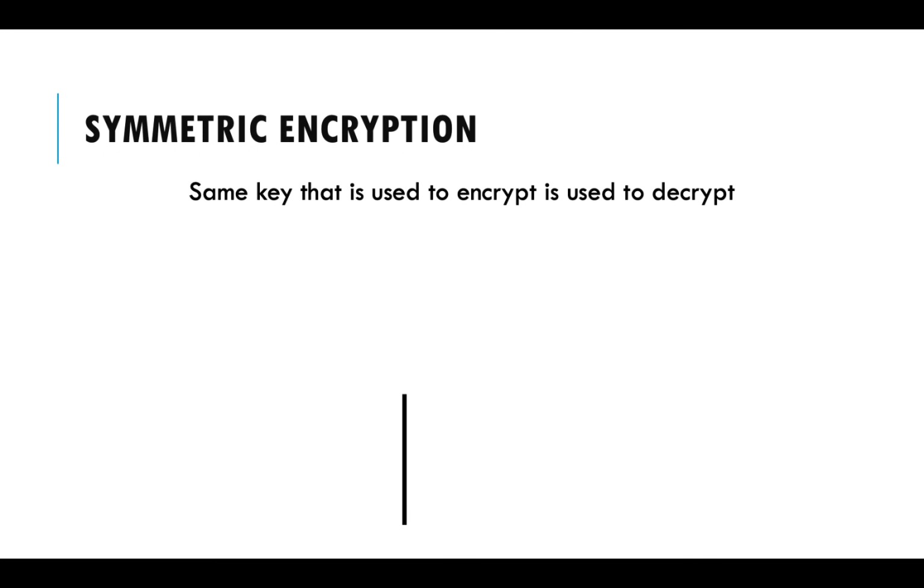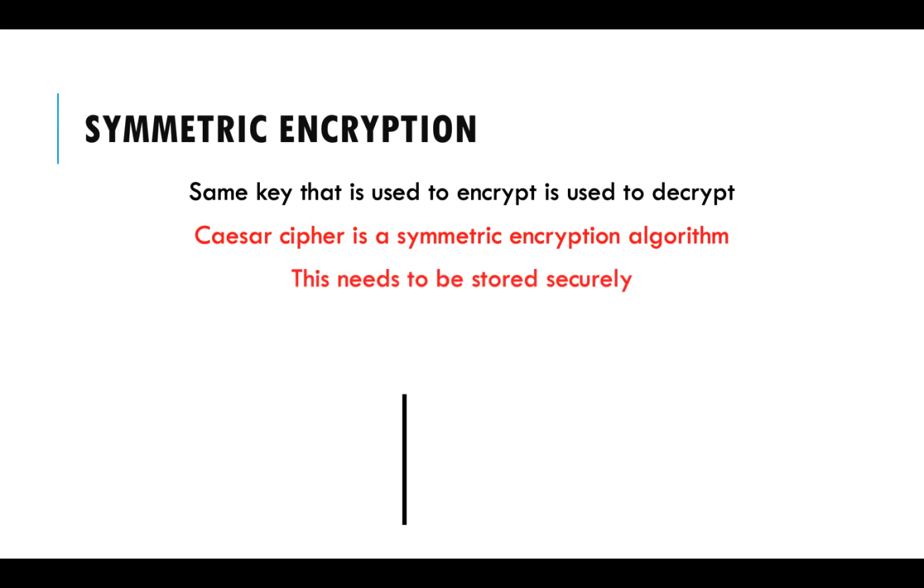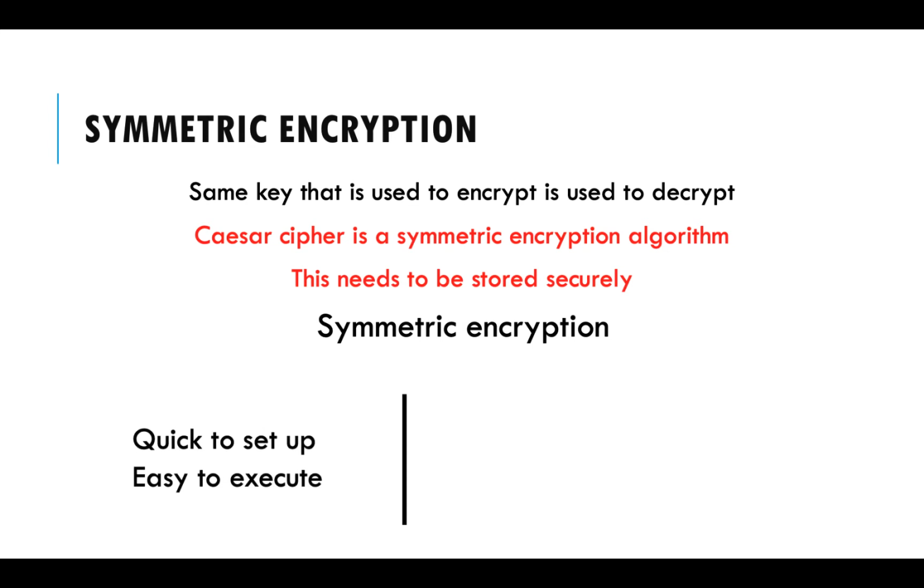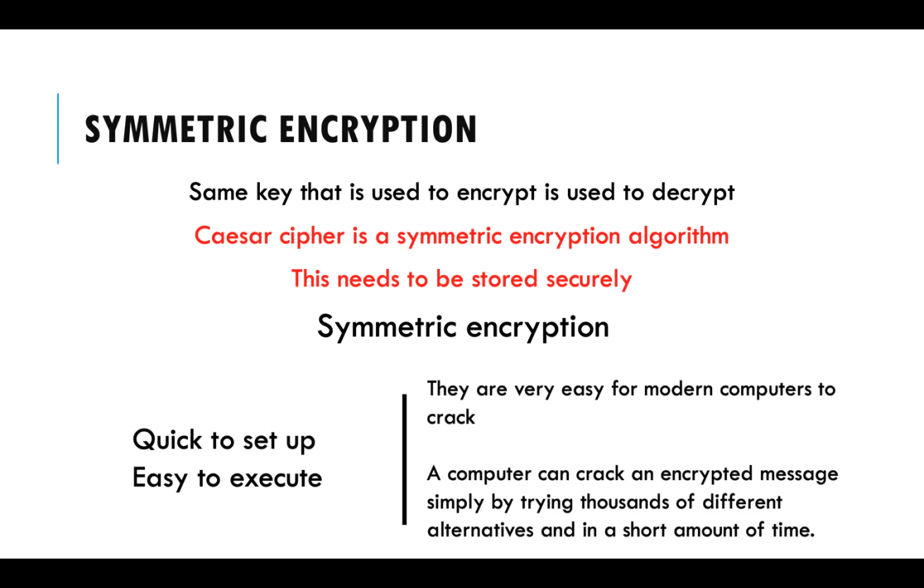And one of the big problems is something called symmetric encryption. And this type of encryption uses the same key to encrypt as it does to decrypt, and therefore it's reversible. And a good example of symmetric encryption is the Caesar cipher. Now, if somebody gets hold of the key, then it's game over. So the key needs to be stored somewhere very secure.